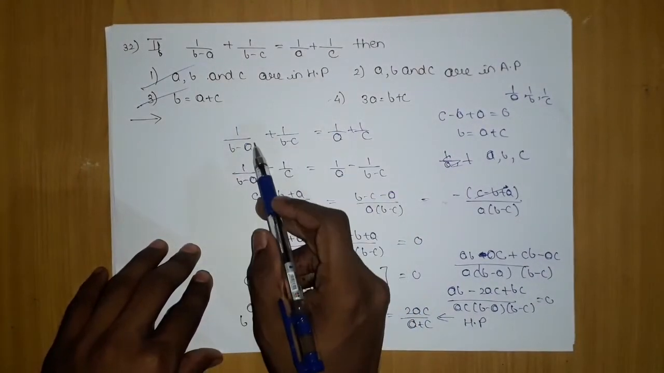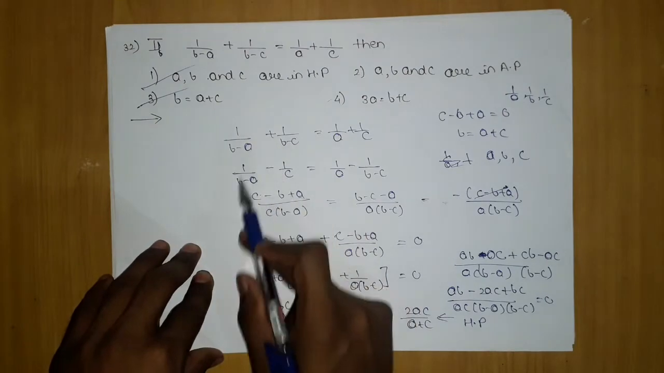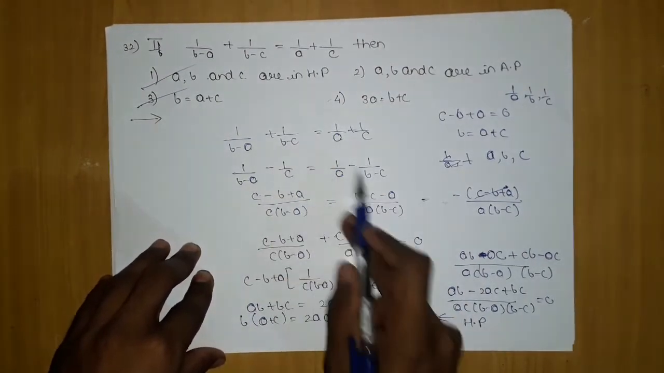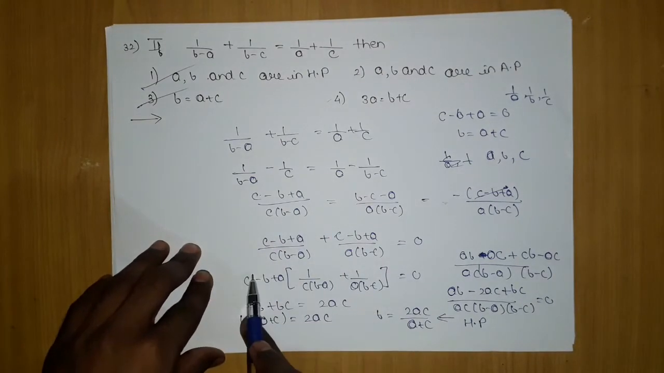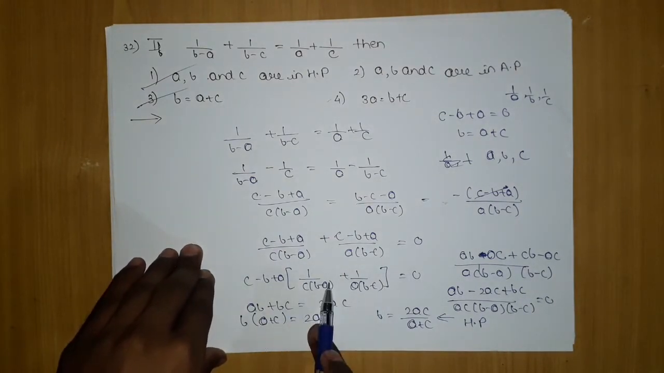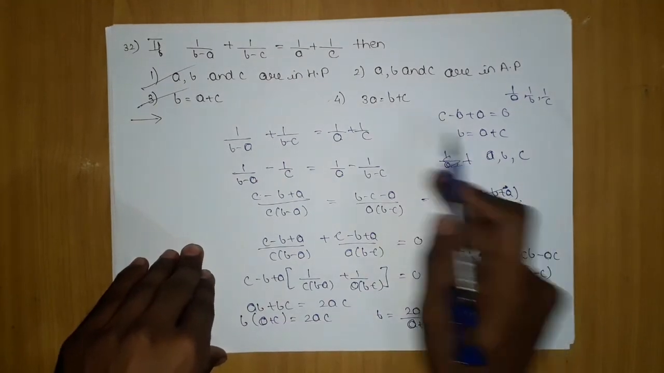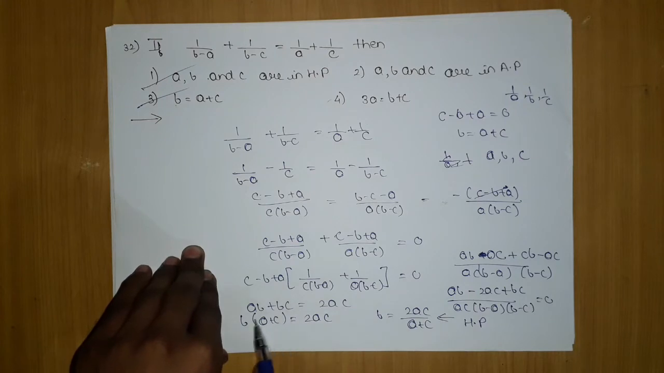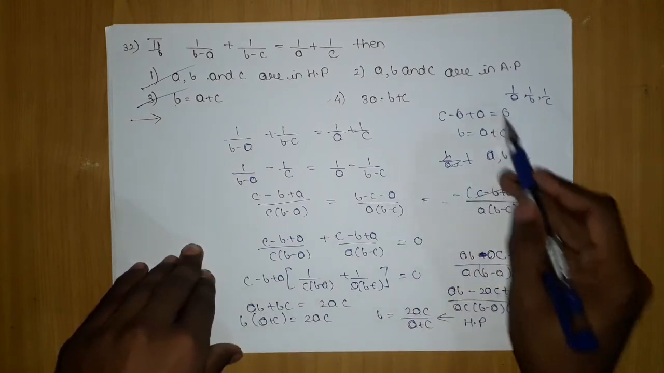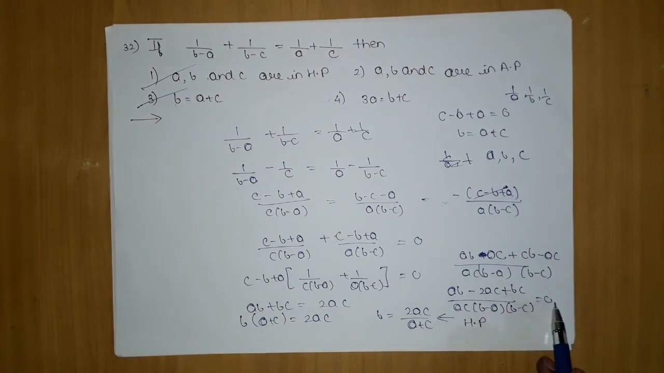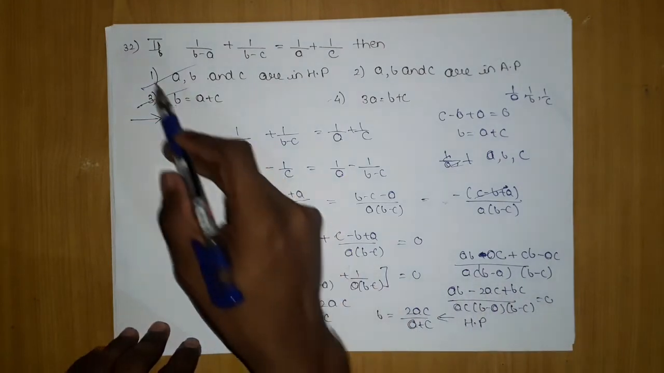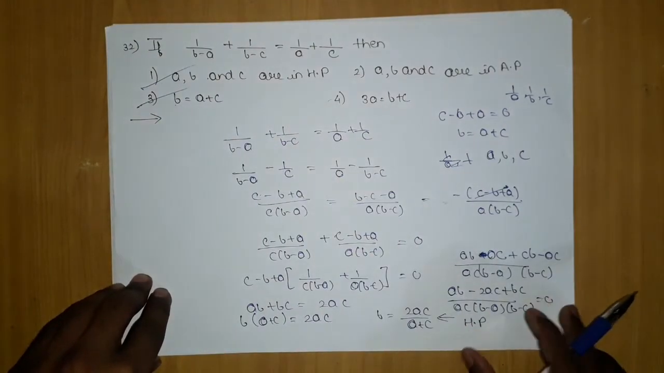First we take what term to take that side, a, b, c. I want to create all three terms, a, b, c terms, so I will take 1 by a to that side. Then I take that common. There can be two ways: either this becomes 0 or this becomes 0. When I try to solve it and make it equal to 0, I get an HP condition, which indirectly proves that a, b, c are in HP. So the first and third are the answer.